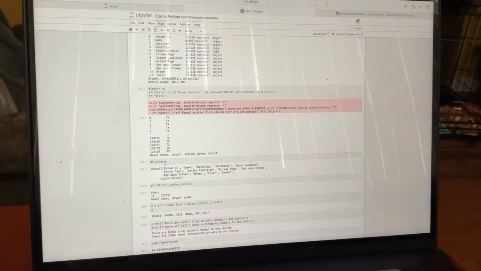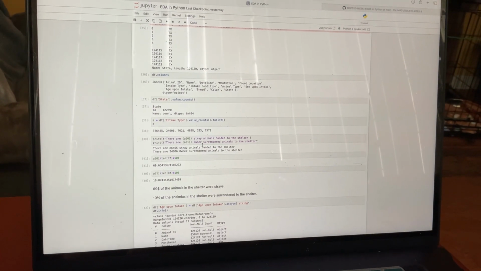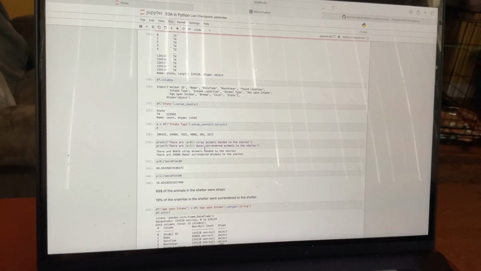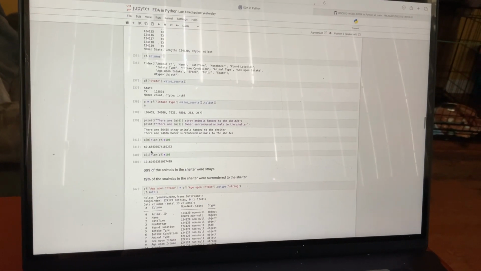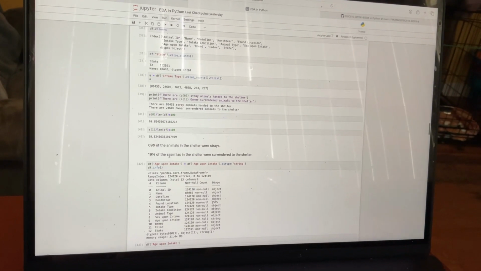So the next part was the columns of the state and the intake type. So the state was Texas, the intake, there's 6 here. So there was 86,455 stray animals handed to the shelter, and then 24,606 owners surrendered their animals. So if you do the math for that, 69% of the animals in the shelter were strays, and then 19% of the animals in the shelter were surrendered.